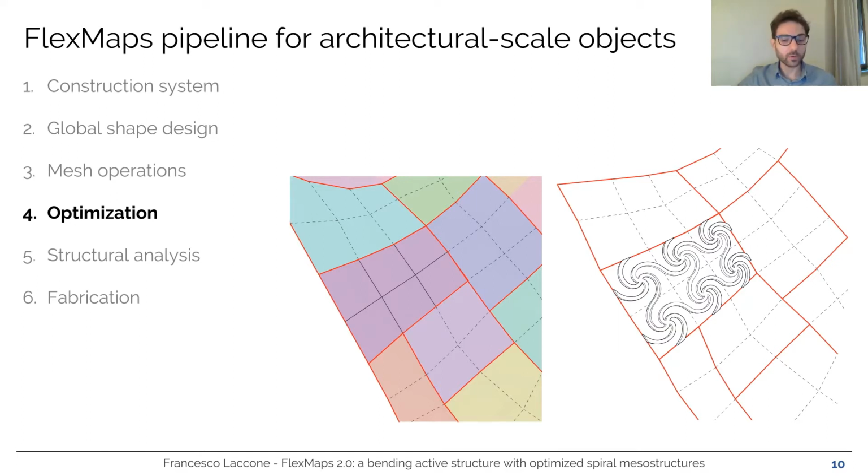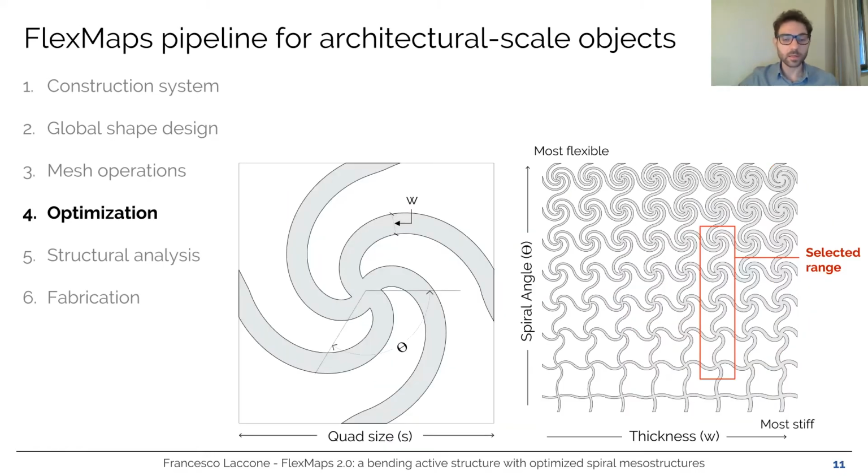The patch layout is selected to minimize the distortion from flat to bent position and to facilitate the assembly of the structure. While the size S is given through the quadrangulation, the size of the spiral, the optimizer can work on the twist and on the thickness, the other two parameters. And various spirals can be obtained, from the most flexible at the top left to the most stiff at the bottom right in this spirals matrix.